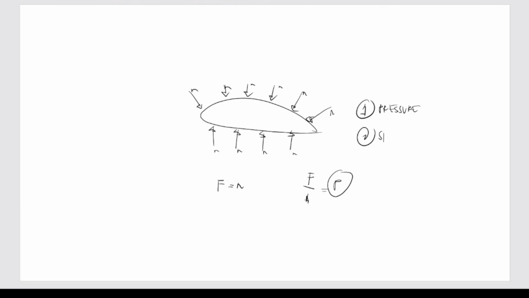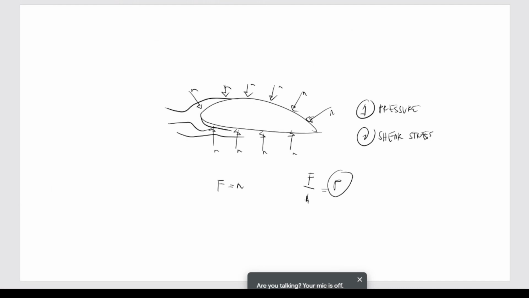The second source is shear stress. There are streamlines of air, and they rub against each other, the fluid and the surface of our airfoil. So that is the second source of all aerodynamic forces. During the discussion, we will discuss the pressure distribution on the upper surface and lower surface, and the shear stress on our surface or our airfoil.